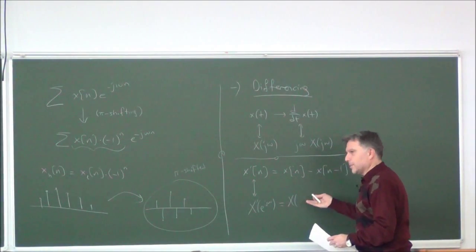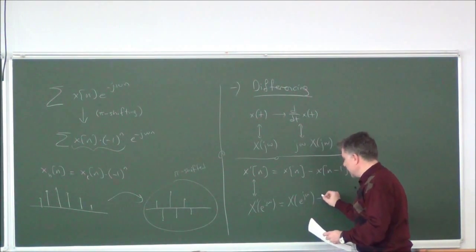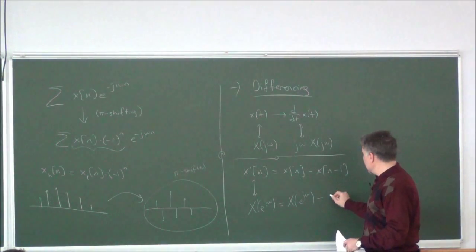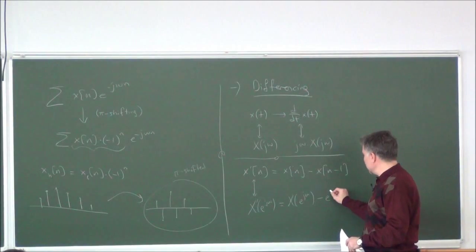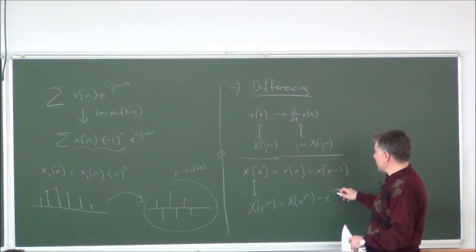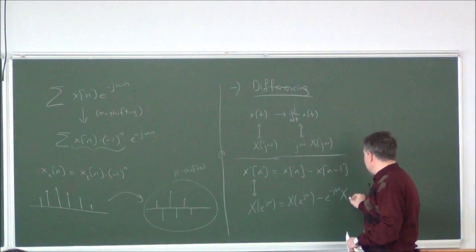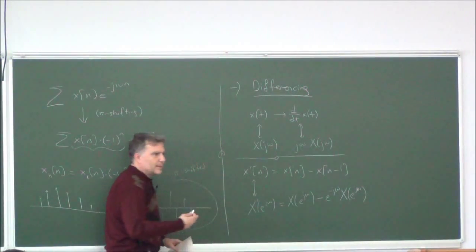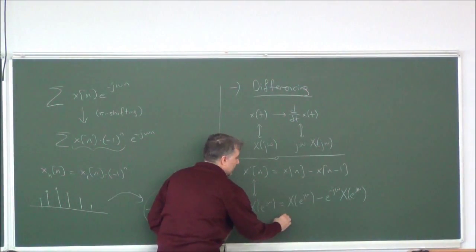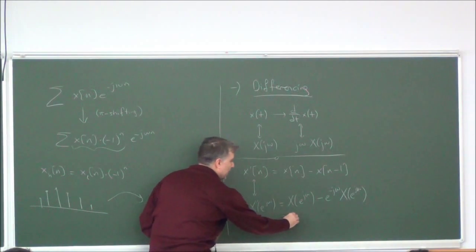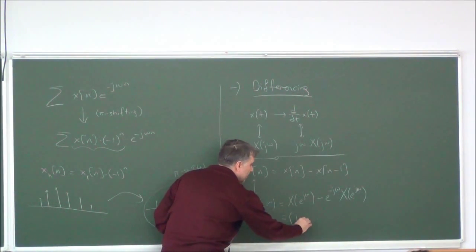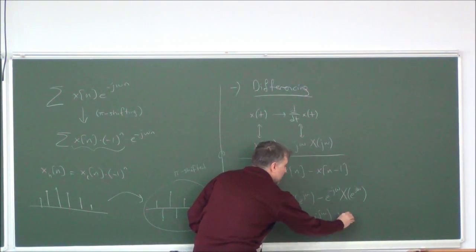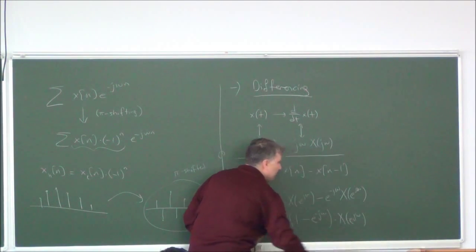It's capital X of e to the j omega. And the other one is just a shift by 1. And a shift by 1 is e to the minus j omega, or e to the j omega times minus 1, in other words, times X of e to the j omega. Now when we combine this in a parenthesis of X of e to the j omega, it becomes 1 minus e to the minus j omega times capital X of e to the j omega.